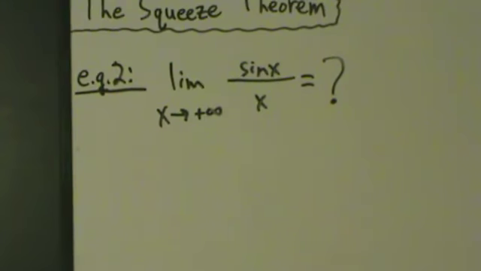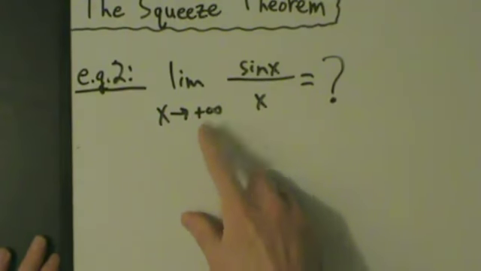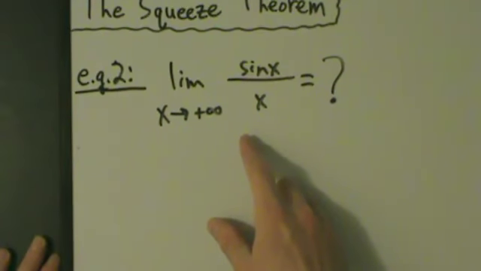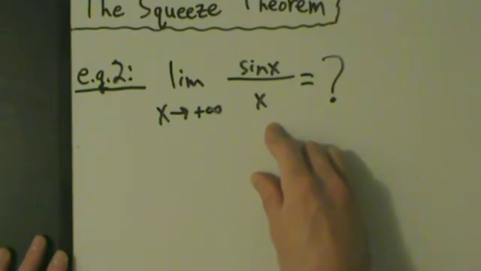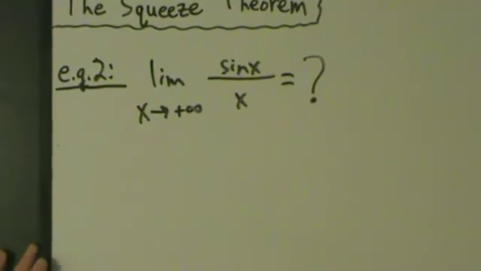Well, how are we going to answer that? So we know how to answer the limit as x goes to infinity of 1 over x, right? We know what that is, that's just 0. But what about sine of x over x? So this is kind of complicated. Well, not really complicated, but kind of tricky.